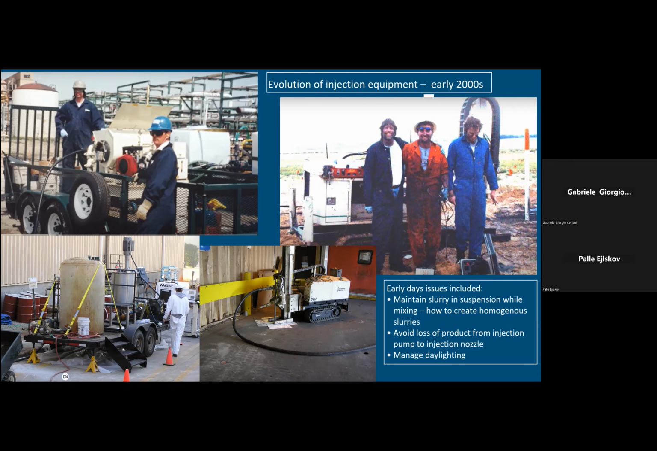You would have to transport that slurry from a mixed tank to an injection nozzle that could be located 100 meters away by the time your tip is positioned where you need to inject, and make sure that every single drop of slurry gets injected in the ground, because ultimately the client is paying for every single liter and kilo of slurry that gets injected.